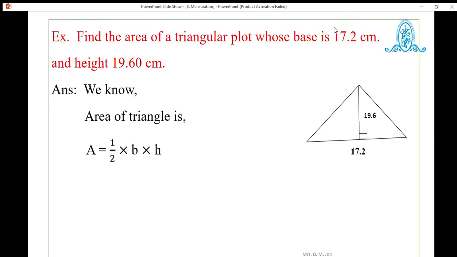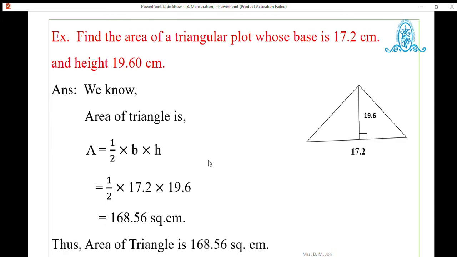Then base is 17.2. So now the area of the triangle, the formula is half into base into height. The base is known, the triangle height is given, so we can use this formula, and hence its area is simply equal to 168.56 square centimeter. As we are finding area, you have to write the respective unit as square centimeters. Let's move forward to the next example.